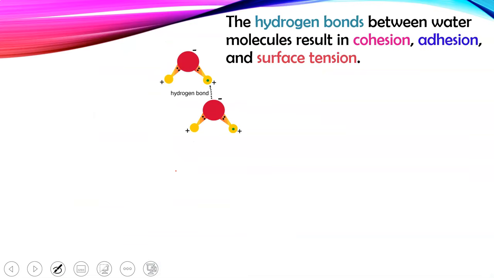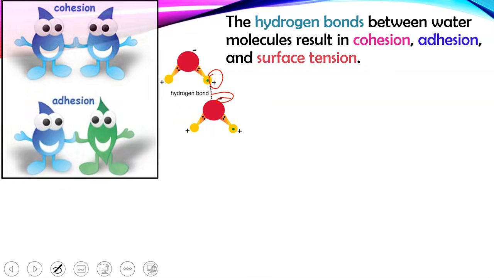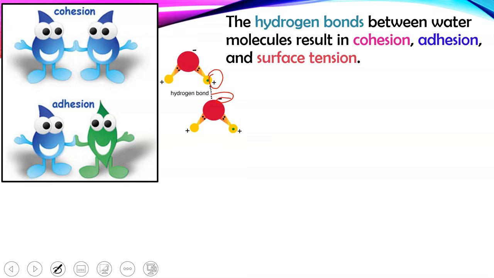Okay? All right, so the hydrogen bonds between water molecules result in cohesion, adhesion, and surface tension. So you can see again here you have a slightly positive hydrogen atom that's part of a water molecule, and a slightly negative oxygen that's part of a water molecule being attracted to each other. So when you have two water molecules attracted to each other, that's going to be cohesion. But when you have a water molecule slightly attracted to something that is not water, we call that adhesion.